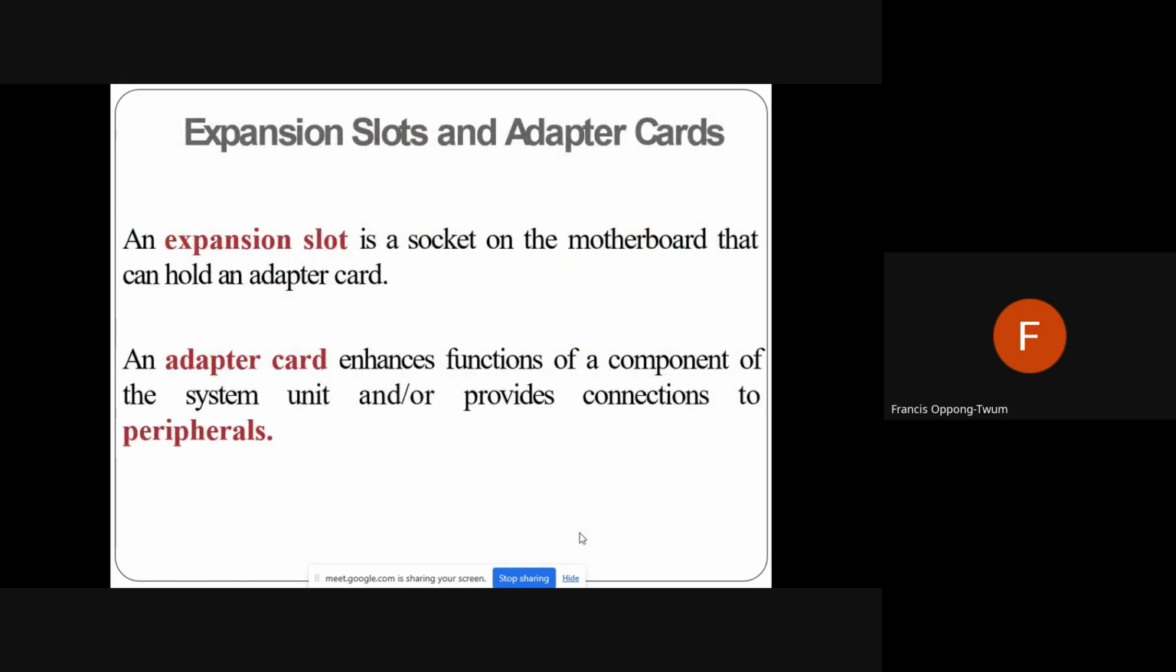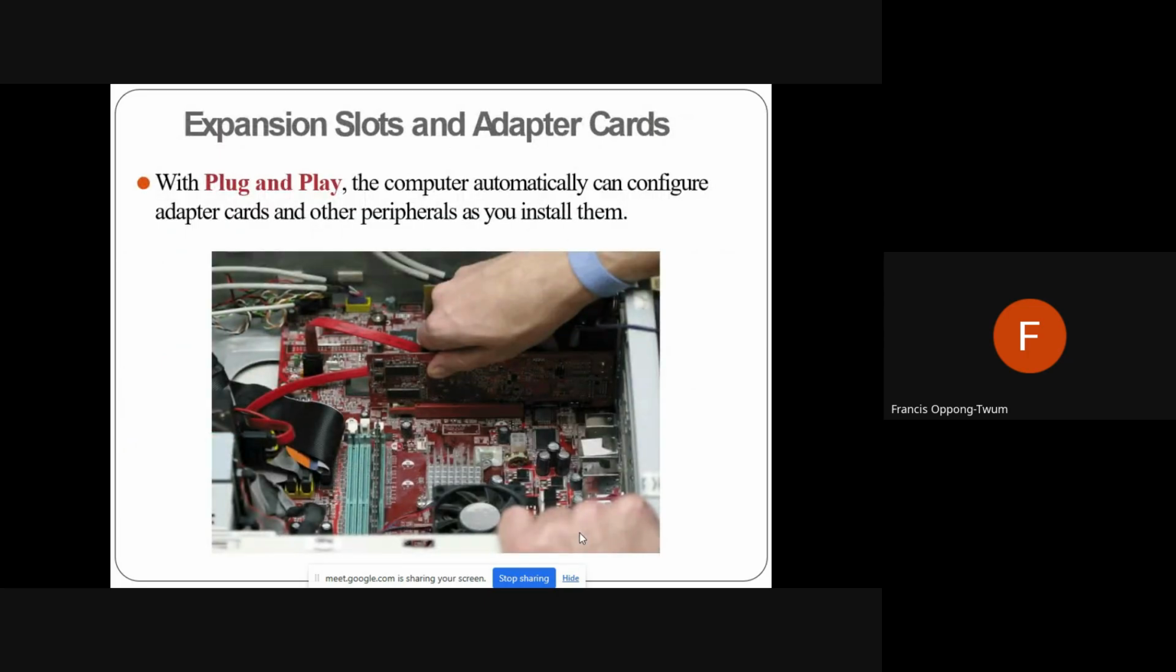So then we have the expansion slot and adapter card. An expansion slot is a socket on the motherboard that can hold an adapter card. So if you go to the motherboard, we have the expansion slot that can hold the adapter card. An adapter card enhances functions of a component of the system unit and provides connection to the peripherals. So you can see in this picture somebody trying to install an adapter card into the expansion slot.